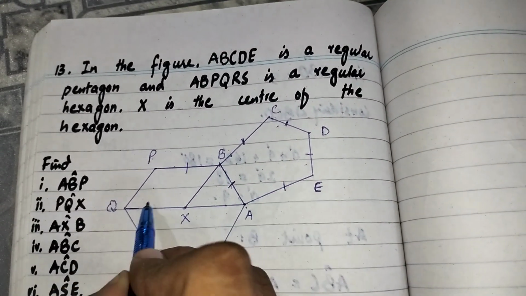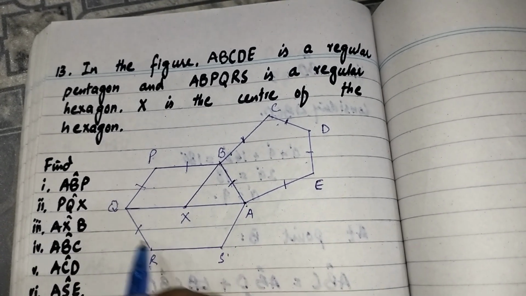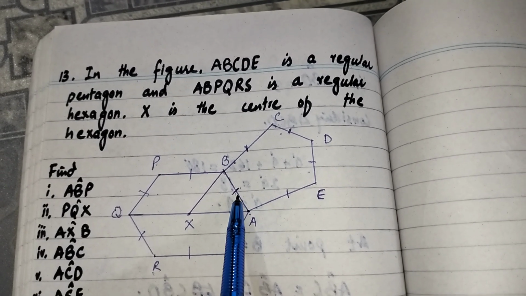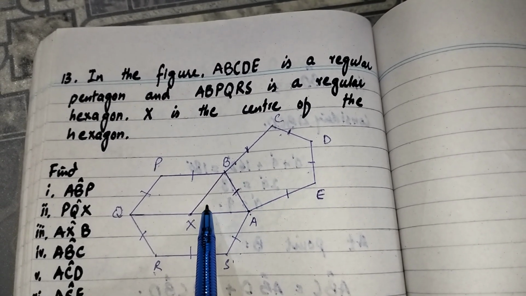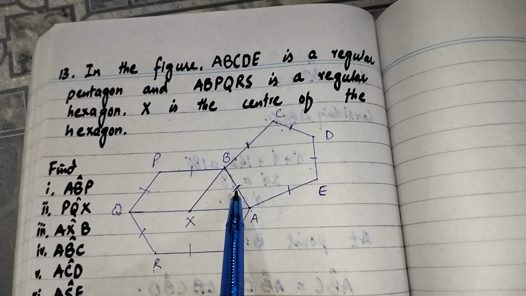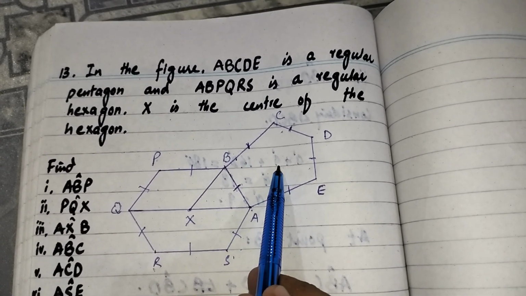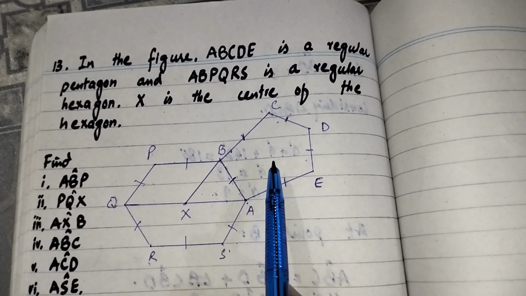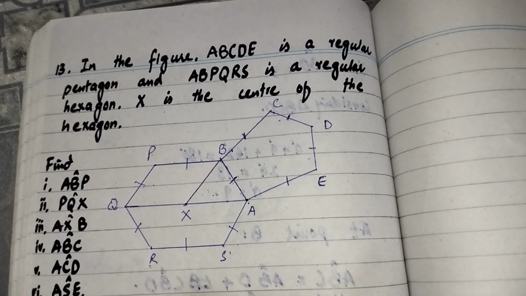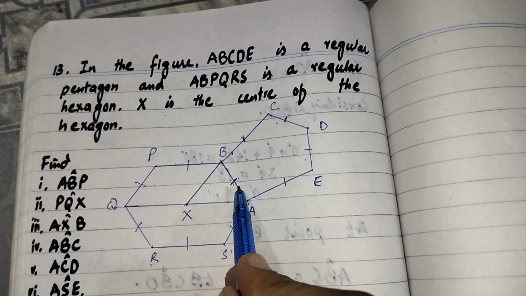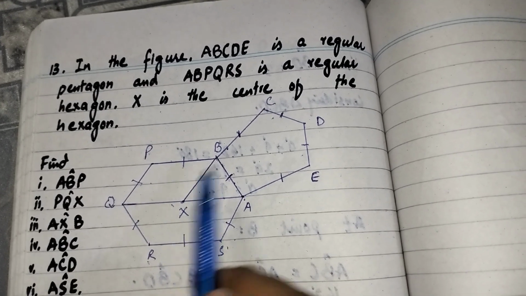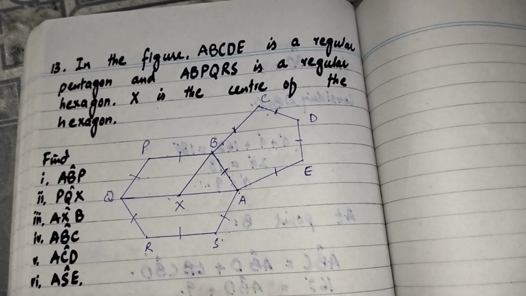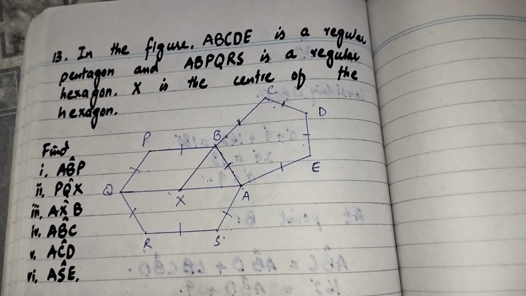So this side is equal to this side, this side is equal to this side, this side is equal to this side, this side and this side, all the sides are equal, and this side is of pentagon and hexagon, and this side are equal. It means that all the sides of pentagon and hexagon are equal, because this side is also of a pentagon and also of a hexagon. It means that all the sides of pentagon and hexagon are equal to each other.